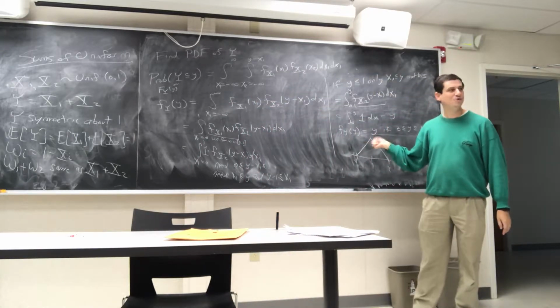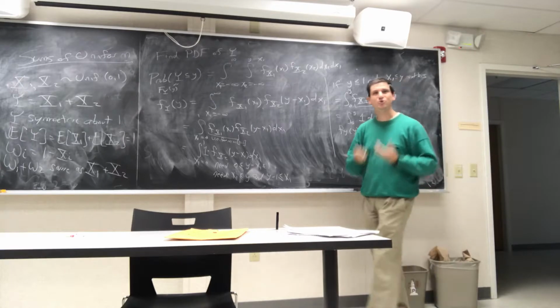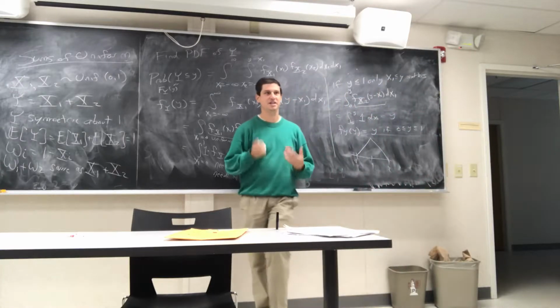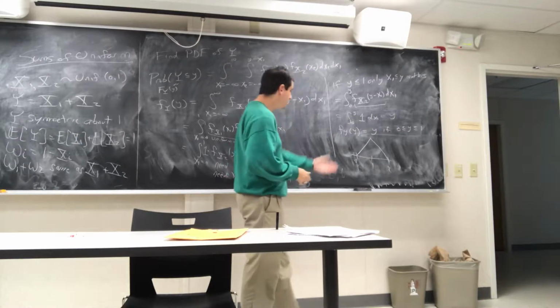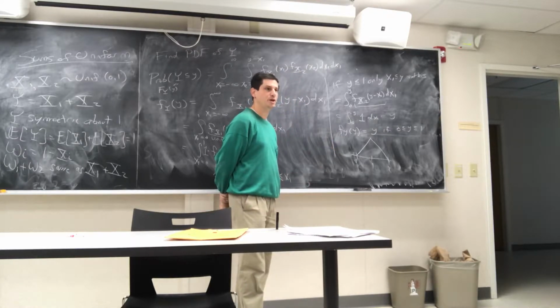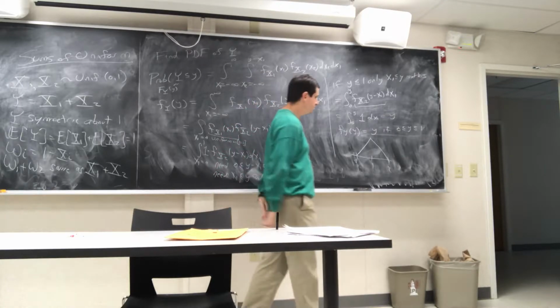Good, if it's not 1, we've made a mistake. If you can ever do a simple check and see, is this right, please do so. Okay? And so because the area is 1, we're in pretty good shape. So the question is, can you write this in a nice closed form?